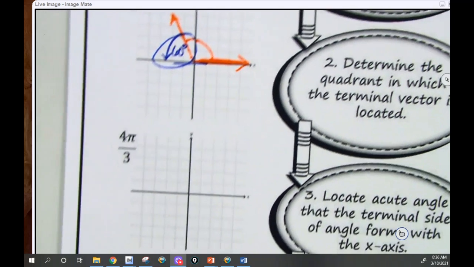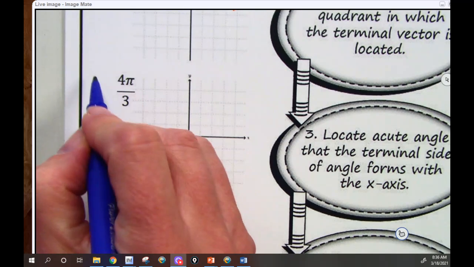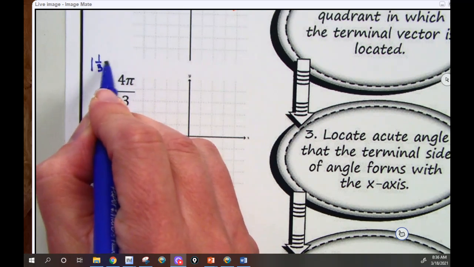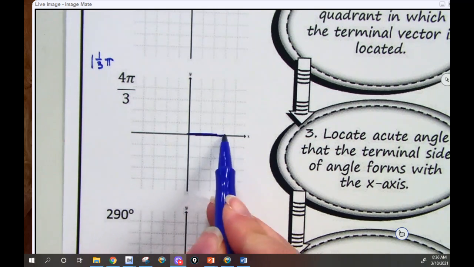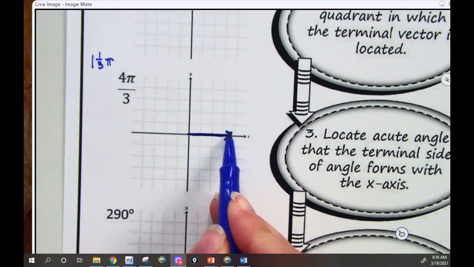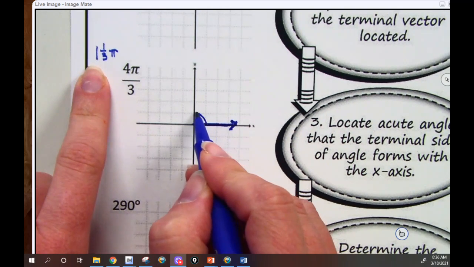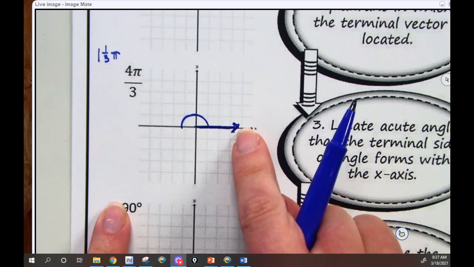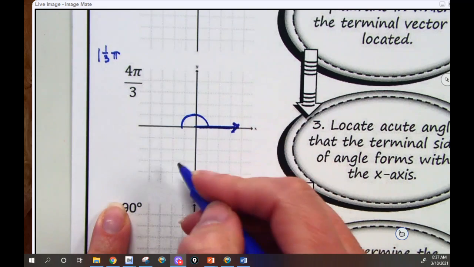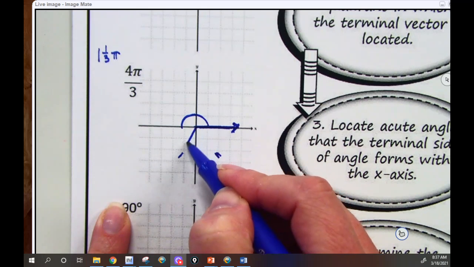All right, let's do one in radians. 4/3 pi. We like to change that into a mixed number, so 1 and 1/3 pi. Here is my initial vector. One pi is half a circle. And then I've got to go 1/3 more. So I've got to guesstimate and put this in thirds. Somewhere in there. There's 1/3 right there.